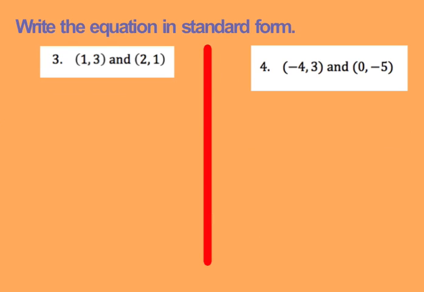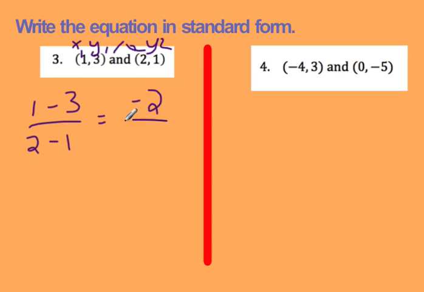Let's take a look at number 3. The first thing I need to do on number 3, whenever you are given 2 points, you want to calculate out the slope. So I have x1, y1, x2, y2. The slope formula is y2 minus y1 over x2 minus x1. So 1 minus a negative 3 is a negative 2. 2 minus 1 is going to be 1. Well, negative 2 divided by 1 is going to be a negative 2.